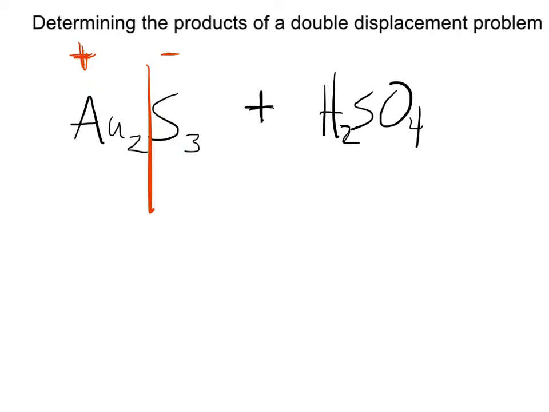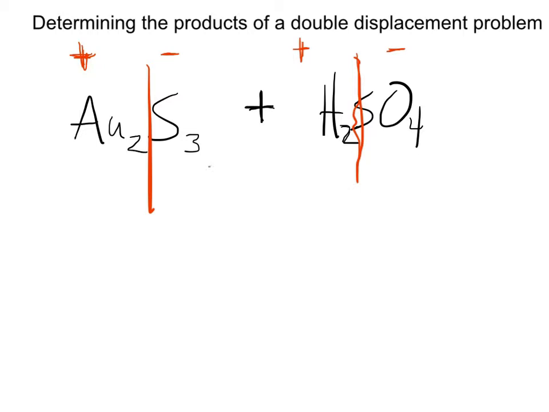The other substance that we have here, hydrogen sulfate, or sulfuric acid, the hydrogen is the cation, or positive substance, and the sulfate is the anion. Now, the next thing we need to figure out is what are the charges of each of the ions. What are their actual charges?